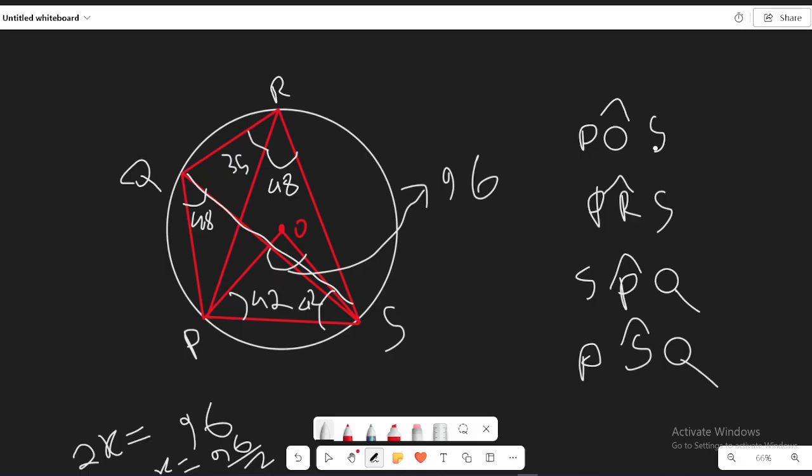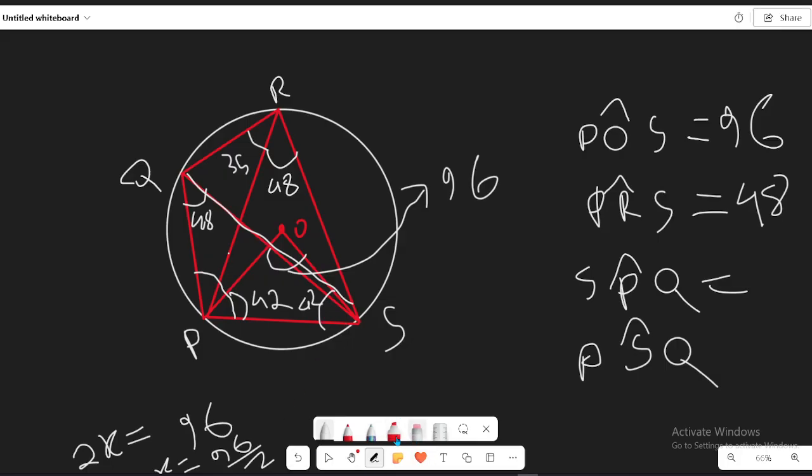Let's see. POS. We already figured that out. That's 96. See, we don't have to do any calculations. PRS, we know that is 48. We again solved it. SPQ. Oh, look at that, we have a different one. This one, SPQ, is this angle right here. Well, we can actually find it out. We know this is 48. We know this is 42.